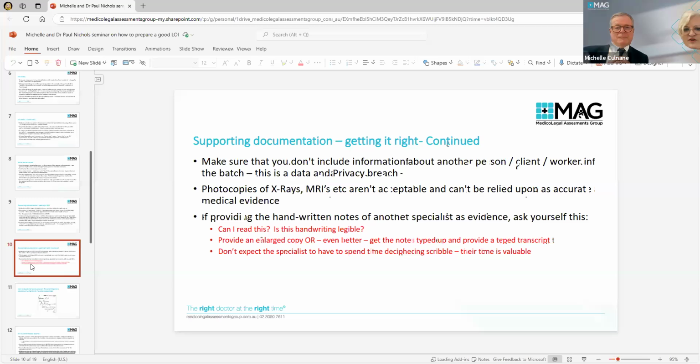When you are sending photocopies of x-rays, oh my God, this is one of yours, total bugbear. The thing about this is that you can't photocopy an x-ray. And you need to look at the bundle.